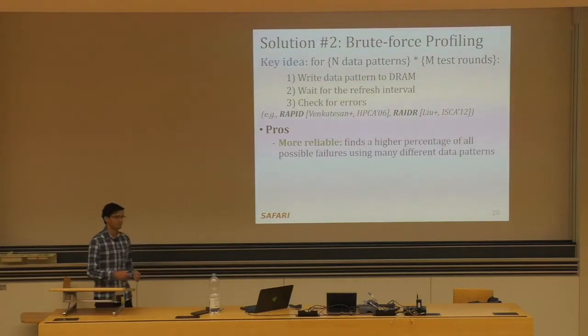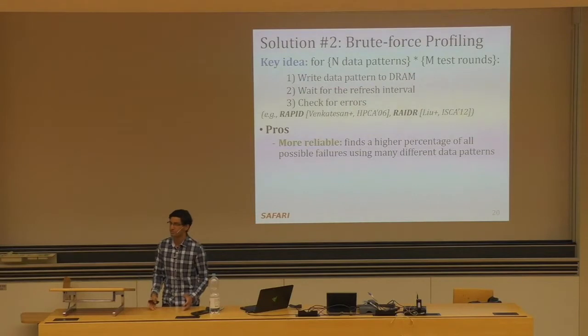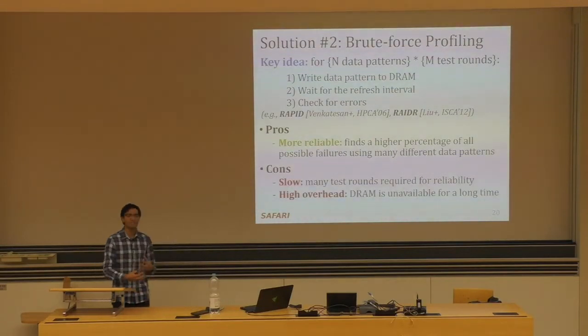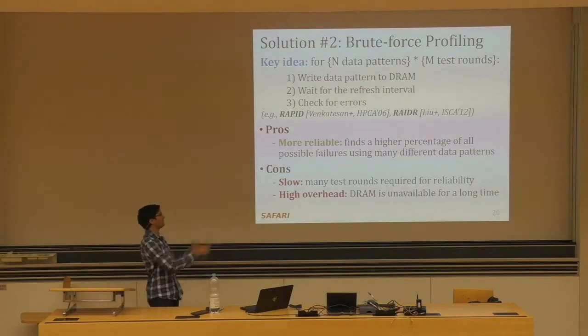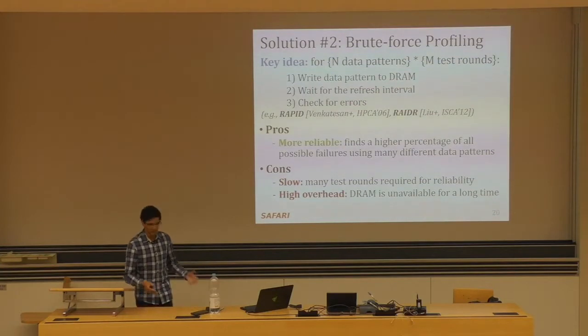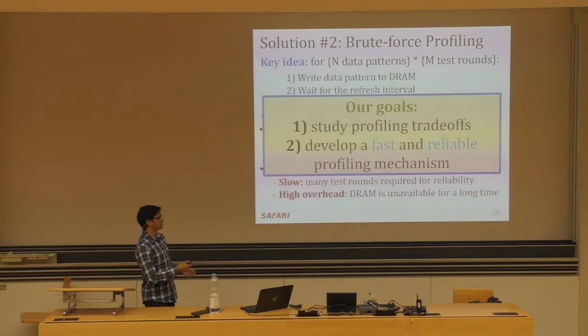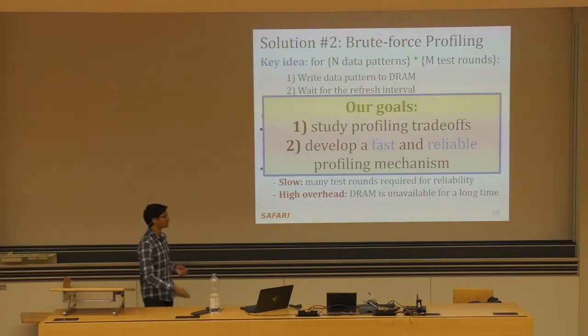So the pros of this approach are that it's much more reliable because it finds a much higher percentage of all possible failures using all these different data patterns and the different testing rounds. Unfortunately, it's very slow because you require many different testing rounds to get high reliability. And this means it's also pretty high overhead, right? Because while we're doing this type of operation, DRAM is not available for normal operation, right? And so, yeah, DRAM is unavailable for a long time while we're doing our profiling phase. Therefore, our goals in our work are to first study the different trade-offs surrounding retention failure profiling, and then develop a fast and reliable profiling mechanism to get around these issues.